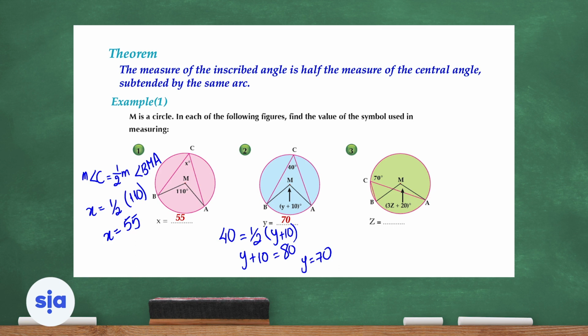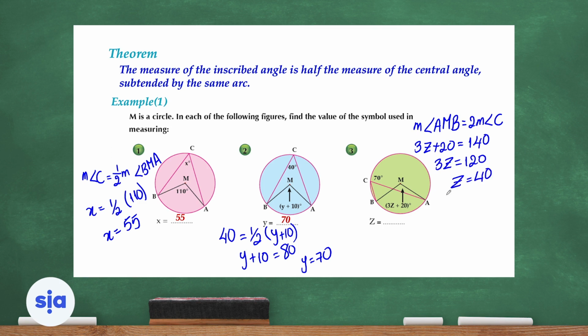For question number 3, you will see that the measure of angle AMB is double the measure of angle C. Then 3Z plus 20 equals 140, which is 2 times 70, as angle C is 70. So 3Z equals 120. So Z equals 40.